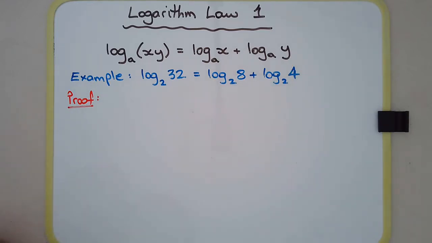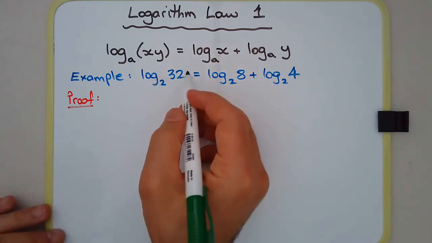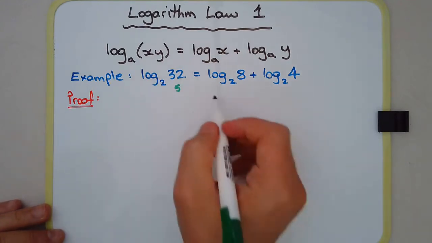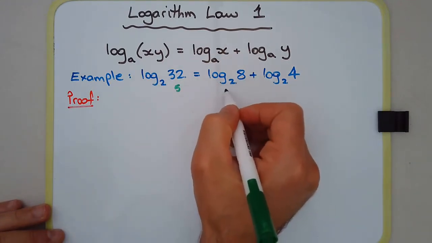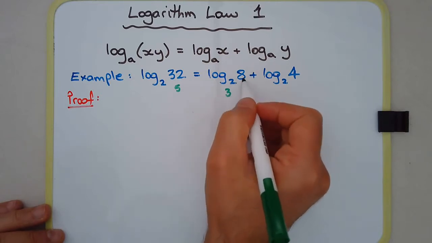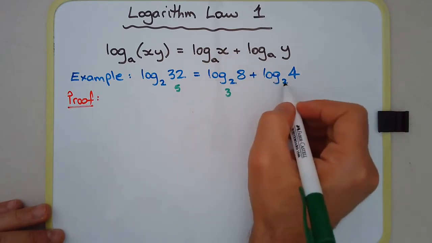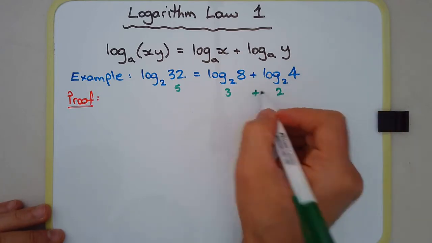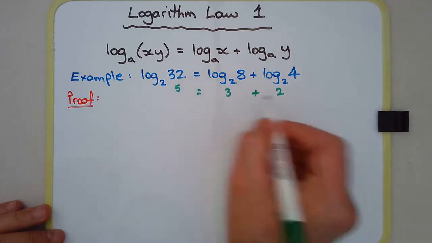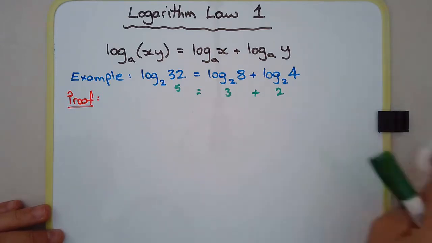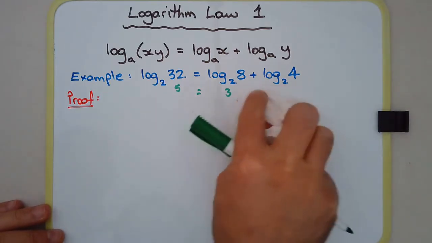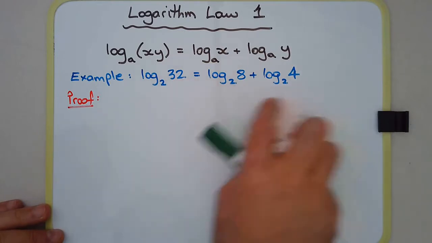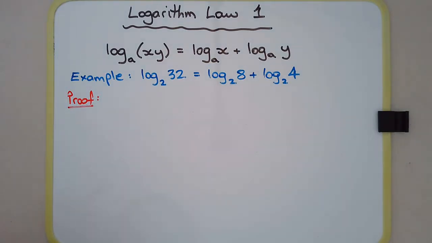And that makes sense because log base 2 of 32 is 5, because 2 to the power of 5 gives you 32. Log base 2 of 8 is 3, since 2 to the power of 3 gives you 8. And log base 2 of 4 is 2, since 2 to the power of 2 gives you 4. If you add those together, of course, 5 equals 3 plus 2, so everything checks out, at least with this example. Okay, so let's see if that works in general.